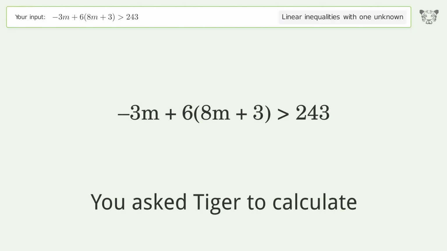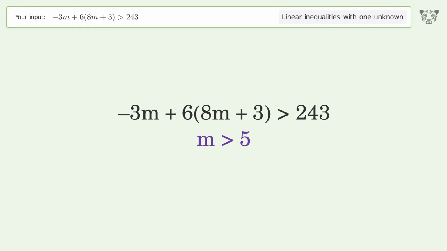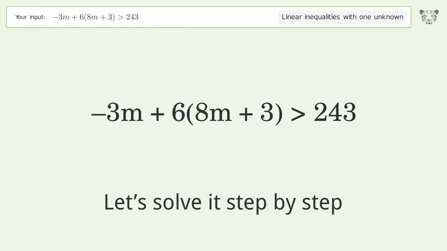You ask Tiger to calculate. This deals with linear inequalities with one unknown. The final result is m greater than 5. Let's solve it step by step.